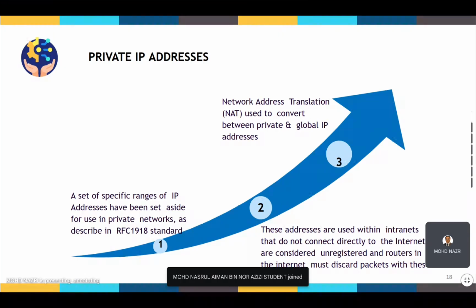Network address translation, or NAT, is used to convert between private IP addresses and global IP addresses. What happens is that the local area network uses a different IP address segment, so in order to communicate with the internet, you need a mechanism called network address translation. It translates between private IP addresses and global IP addresses. This is the firewall's job.